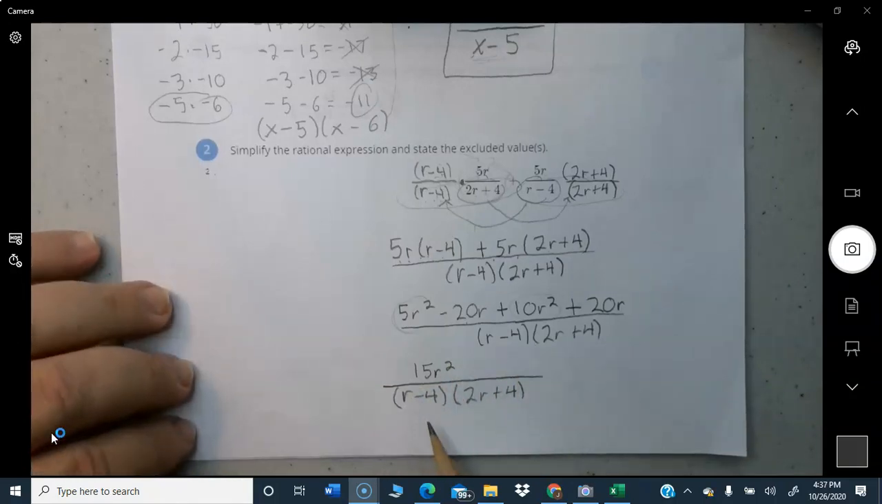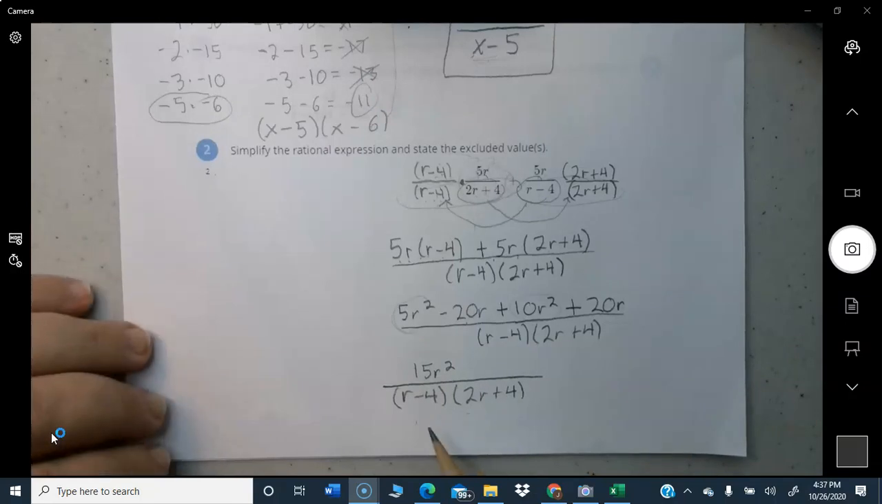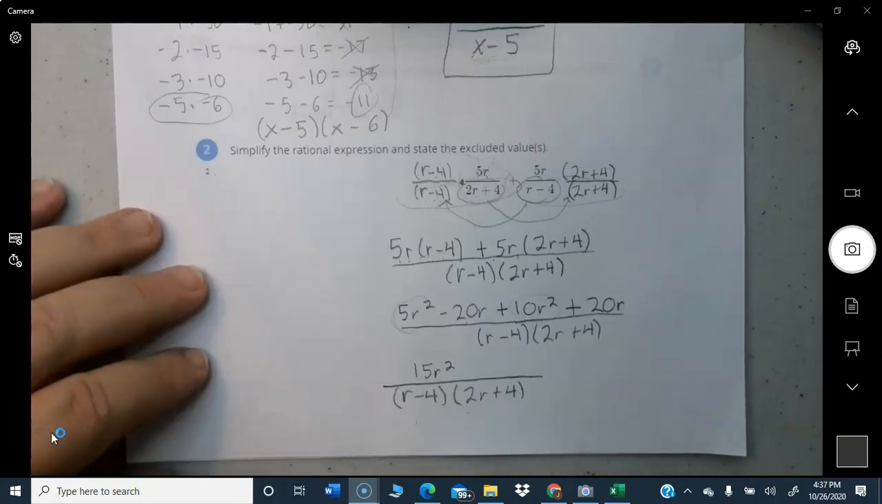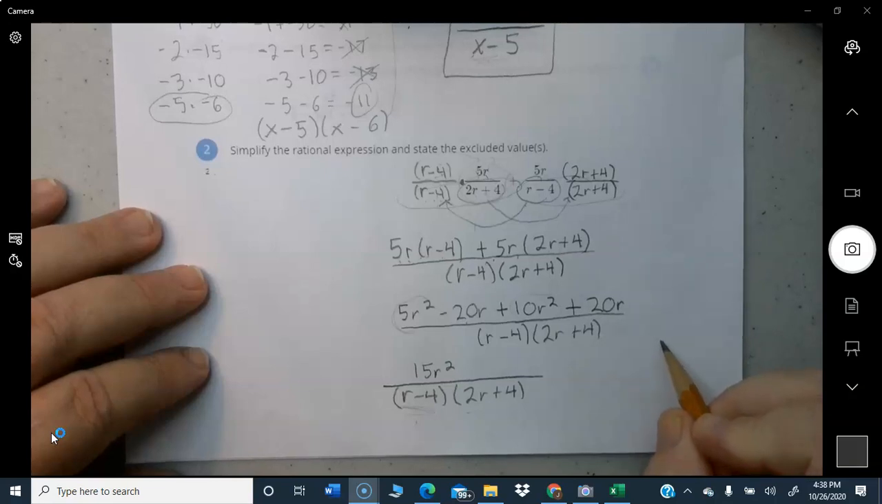And you may ask, should you leave the bottom like this or should you expand it out? And the answer is yes. In other words, it could be either one. What we need to do is have it in this form to find the excluded values. So the excluded value here, what's going to make this go to 0? It's 4. 4 minus 4 would be 0. So one of the excluded values is 4.